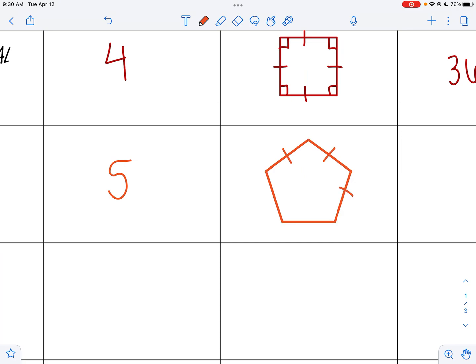I'm going to put ticks all the way around, and then I'm going to put arcs because we're talking about regular polygons. So equilateral, equiangular.